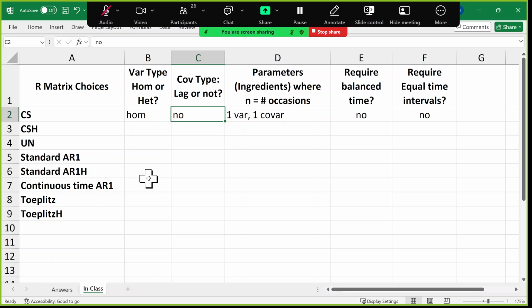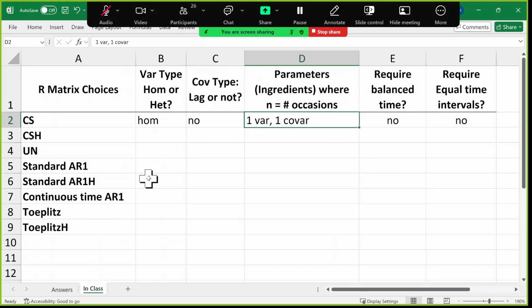Now, in terms of the number of parameters we are estimating, we know that the variance is constant. Also, the pattern of relationship is constant. So regardless of how many occasions we have in our data, we will have one variance and one covariance. Now, this is relevant for the other two characteristics of this R matrix. Does this matrix require balanced time? The answer is no. Why?